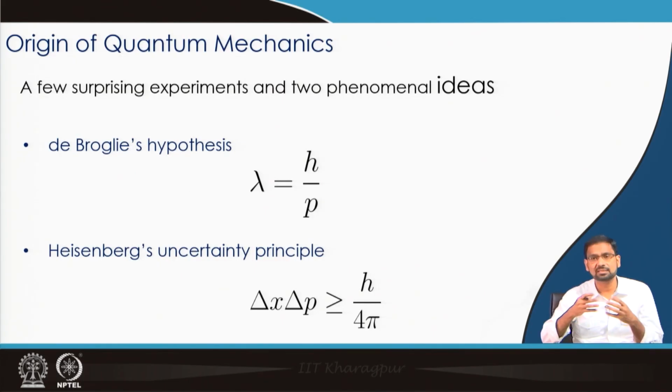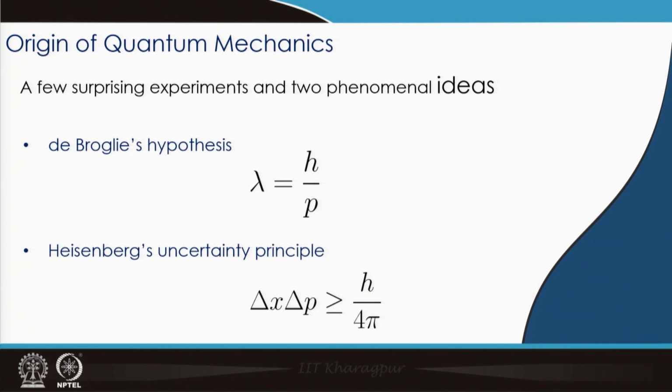So basically these three experiments, the black body radiation, the photoelectric effect, the emission spectra of atoms, plus these two groundbreaking ideas, de Broglie's hypothesis and Heisenberg's uncertainty principle, exposed the limitations of classical physics, and then there was a need for a new mechanics, and that's how quantum mechanics originated. And with the growth of quantum mechanics, how we have come forward, that is the part of the story that we would continue in our next lecture.